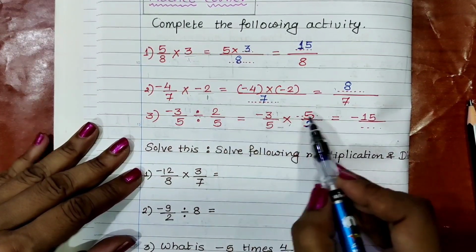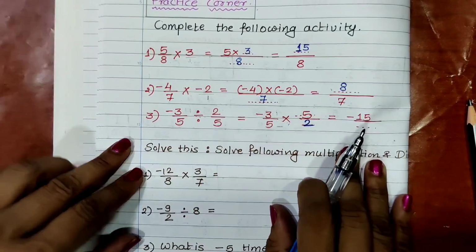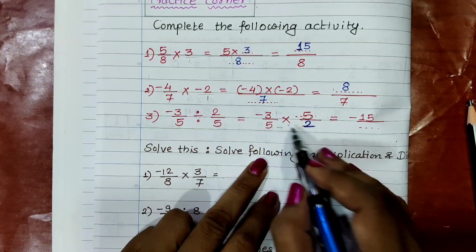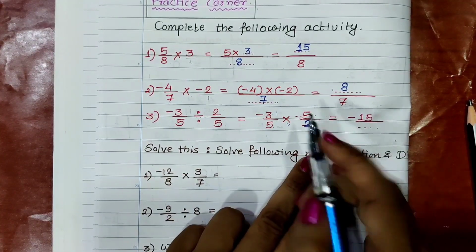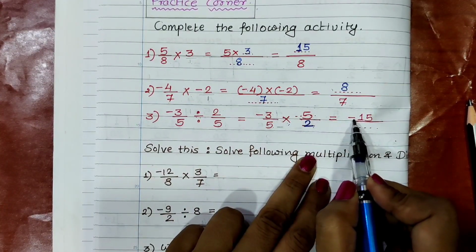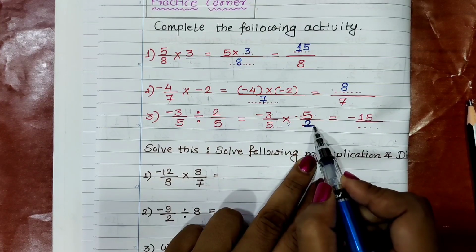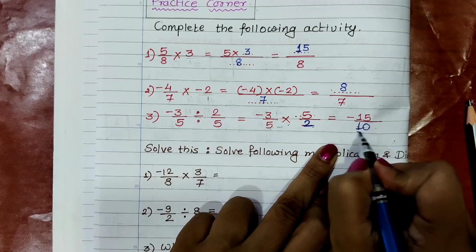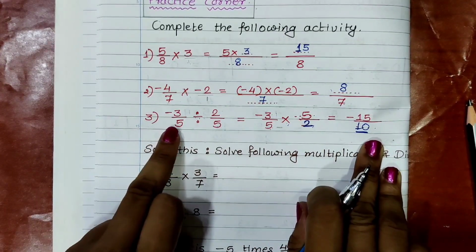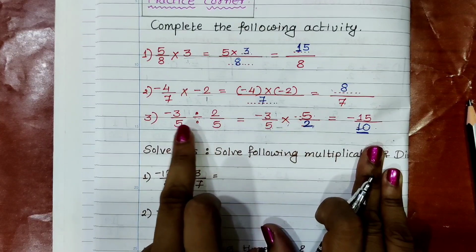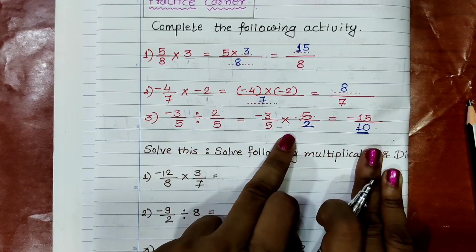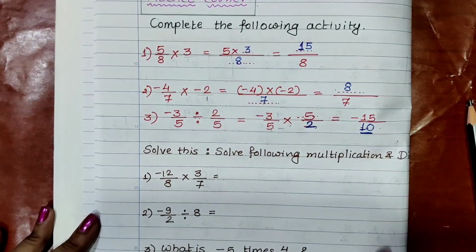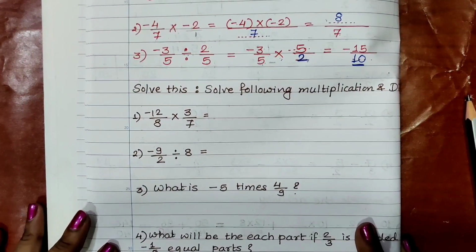In place of 2 upon 5, write 5 upon 2. Now this is simple multiplication. Multiply numerator with numerator and denominator with denominator. Multiplication of numerator with numerator is given minus 15, and denominator with denominator, 5 twos are 10. So in this way we can convert division into multiplication and follow the rules of multiplication to get the answer. Now let us go on to the next question.